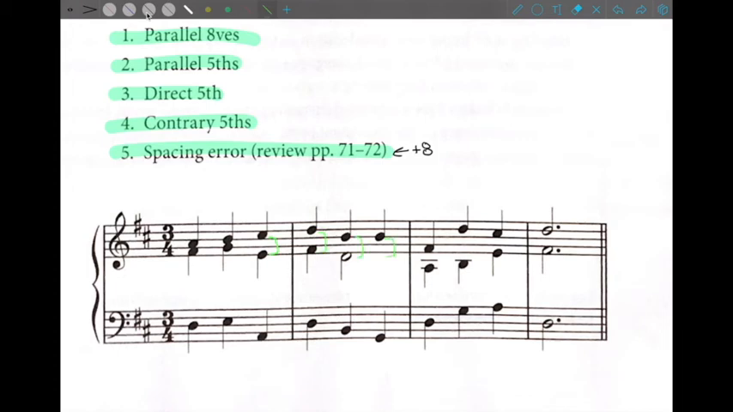This D carries across because it's a half note. So I always do that and tie it over. Okay, what's the space here? Wow, that's pretty big. So right there, that is your spacing area. You write it as a +8.